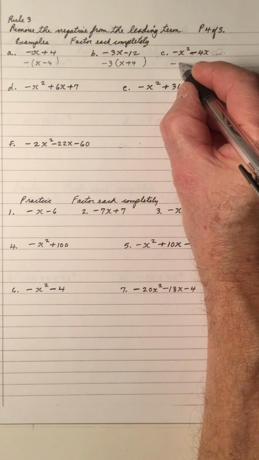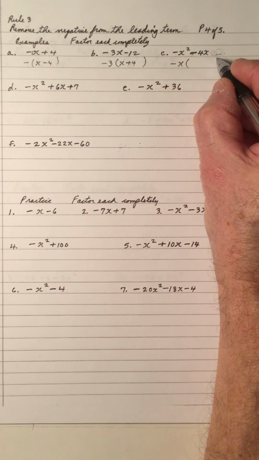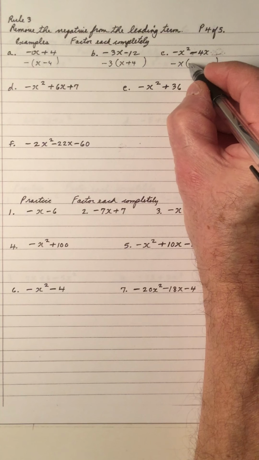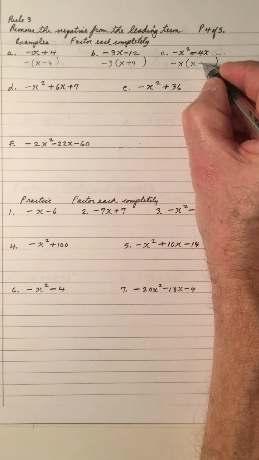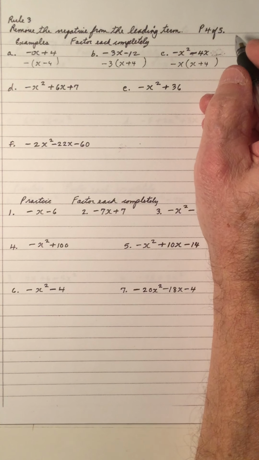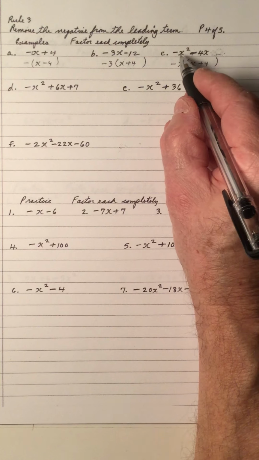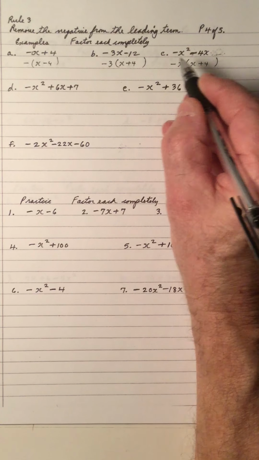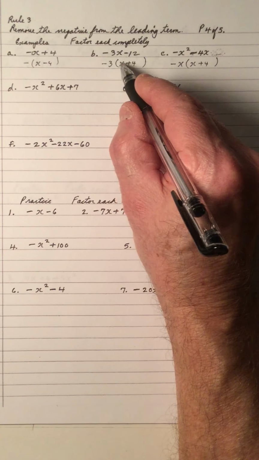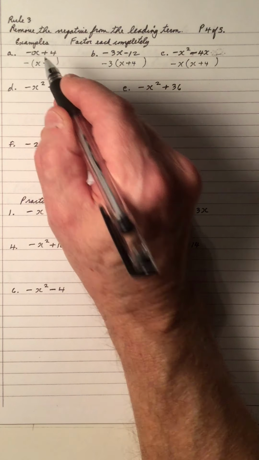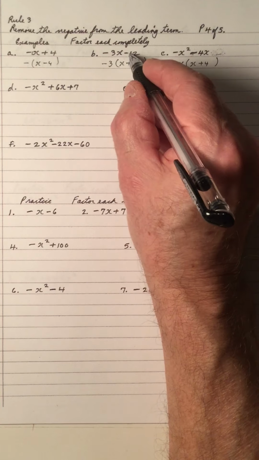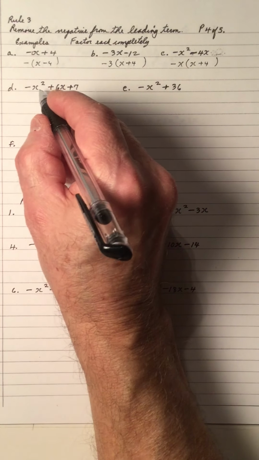There's a GCF called x, so I'm going to take a negative x out. So negative x squared divided by negative x is x. Negative 4x divided by negative x is plus 4. Notice when you take the negative out, the signs change. A plus, plus changes to a plus and a plus. This is a minus and a plus, becomes a plus and a minus. So notice the signs change when you remove the negative.